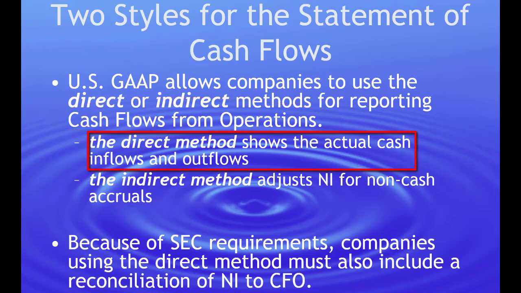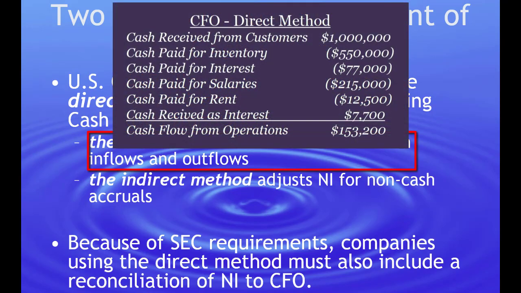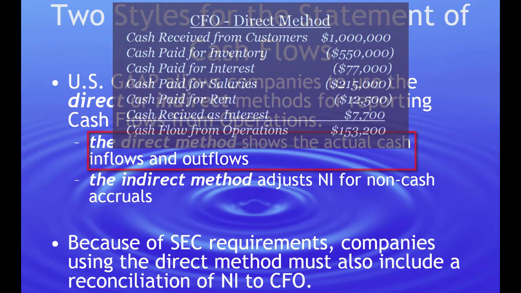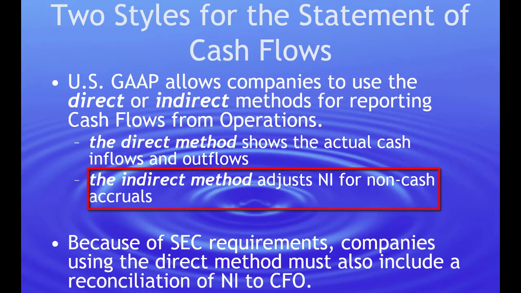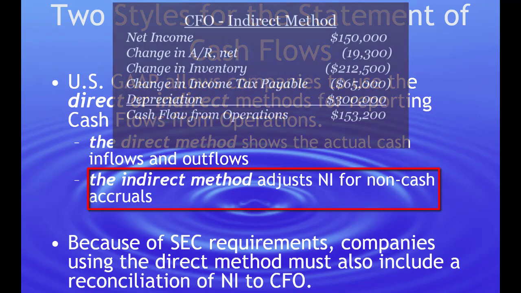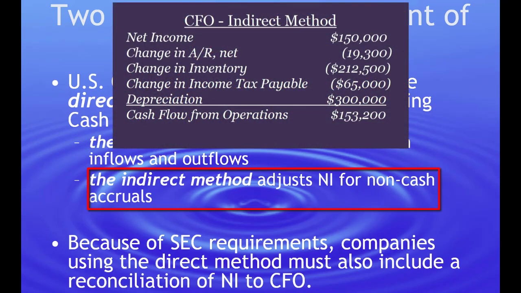So a direct method statement of cash flows has cash flow from operations that shows cash received from customers, cash paid for inventory, cash paid for interest, cash paid for salaries, cash paid for rent, cash received as interest, etc. An indirect style statement of cash flows adjusts net income and turns net income into cash flow from operations. So we start with net income, and then we look at the change in accounts receivable, the change in inventory, the change in income tax payable.